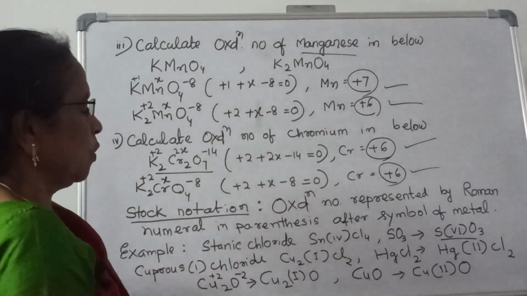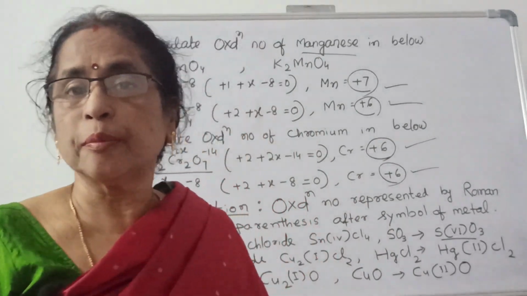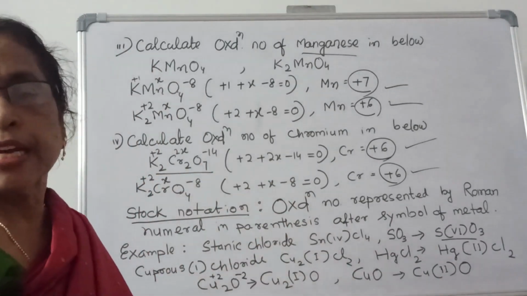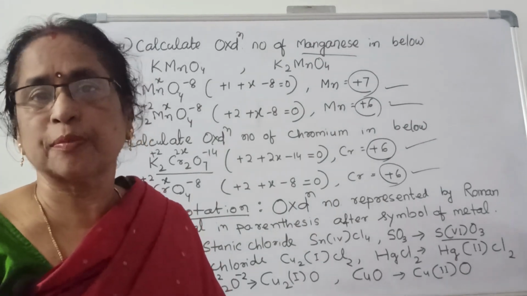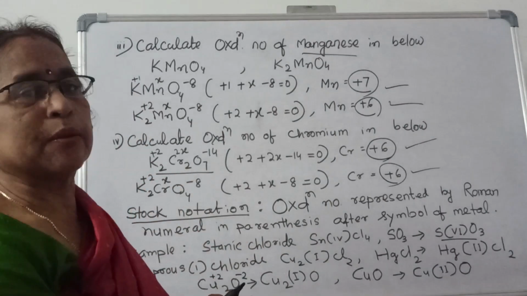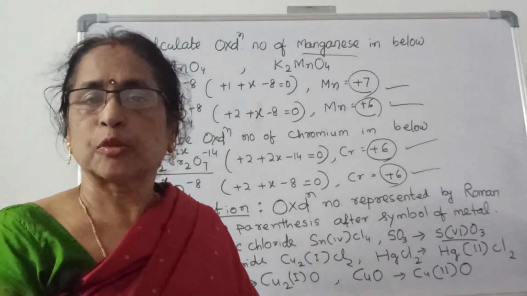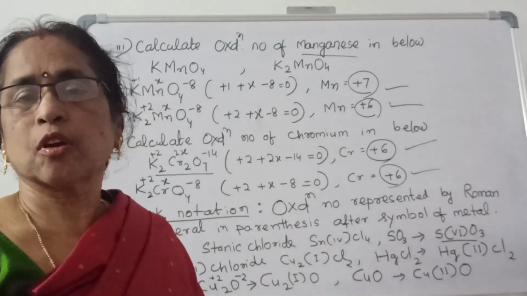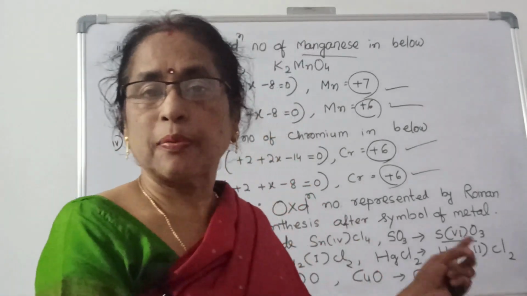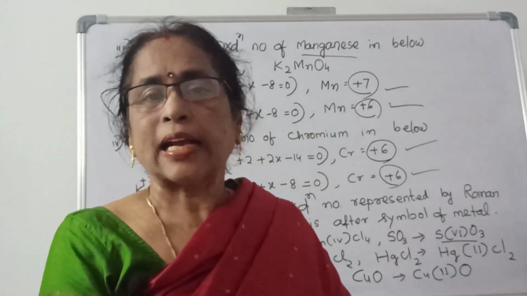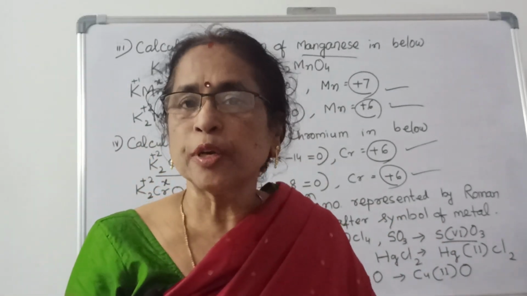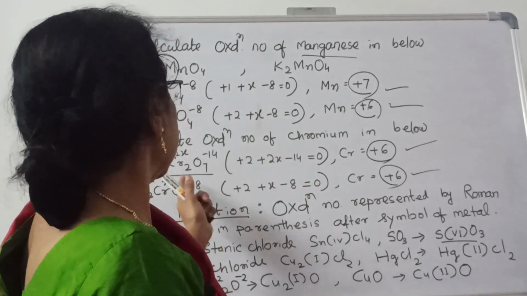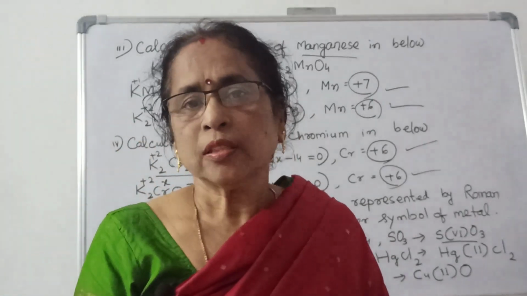Now next question, calculate the oxidation number of chromium in different compounds. First one, K2Cr2O7, that is potassium dichromate. Potassium 2 times plus 2 and chromium 2 times 2x. X is the oxidation number of chromium and O7, 7 times oxygen, that is minus 14, and the sum of all values should be equal to 0 and X equals plus 6. That means the oxidation number of chromium in potassium dichromate is plus 6.